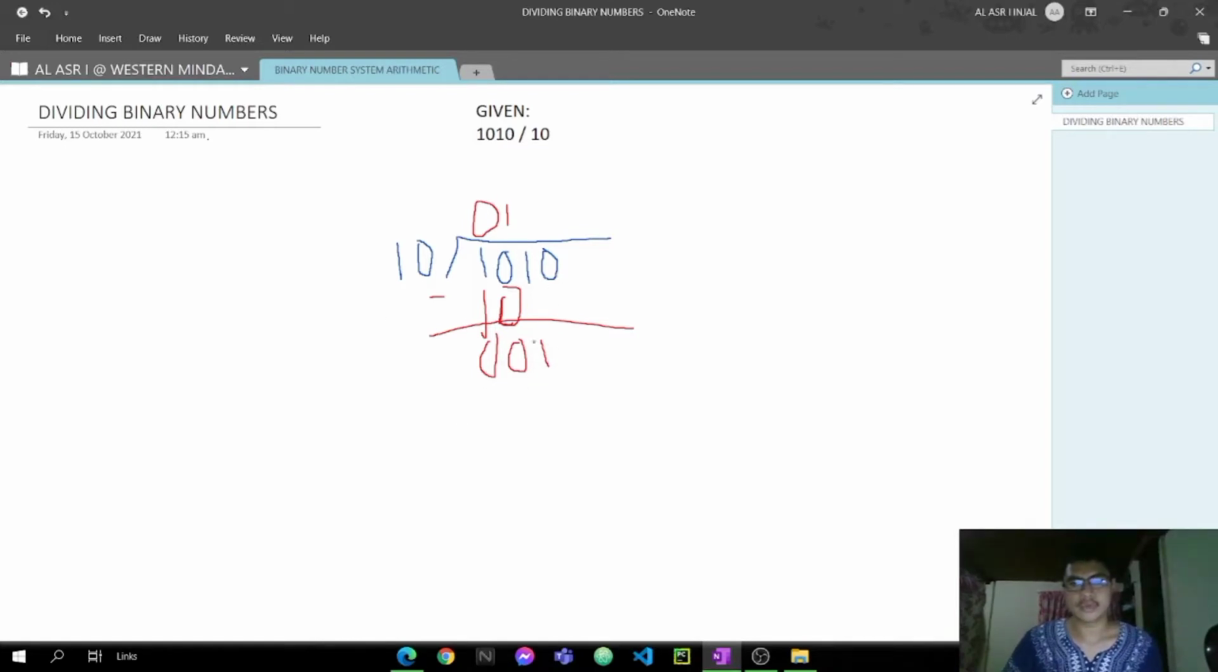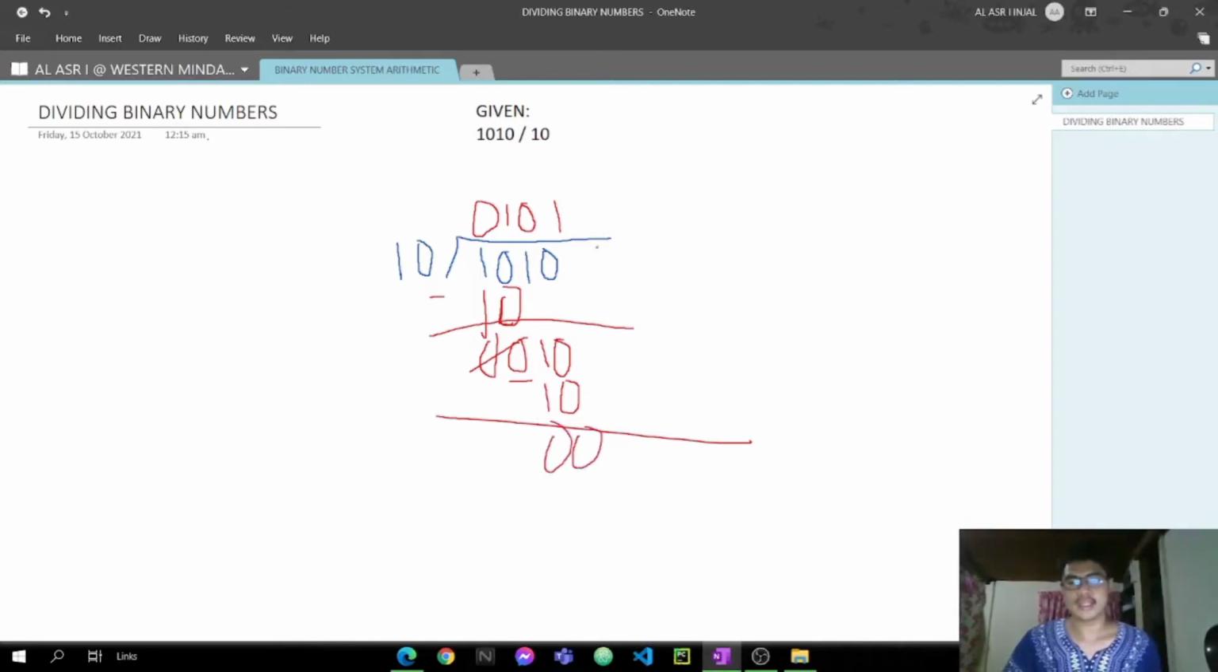So bring down. So 1 is less than 10. So here the answer is 0. Then bring down 0. Then we can cancel this to 0 because 10 and 10 have the same value. So 1. Then again repeat the process. 1 times 0 is 0 and 1 times 1 is 1. Then subtract again. So here subtract 0, 0.